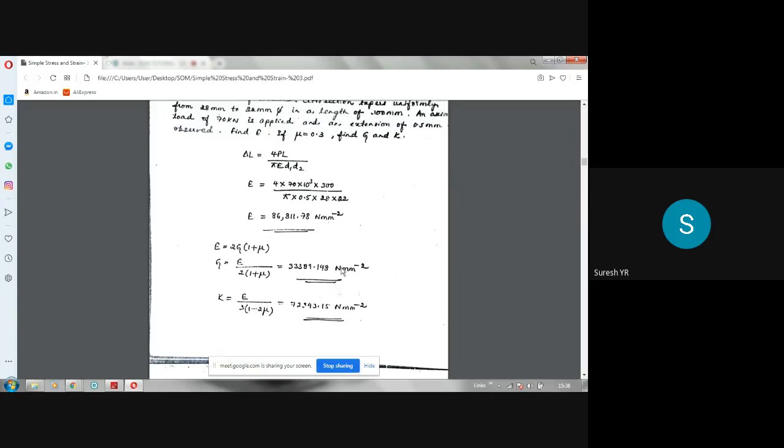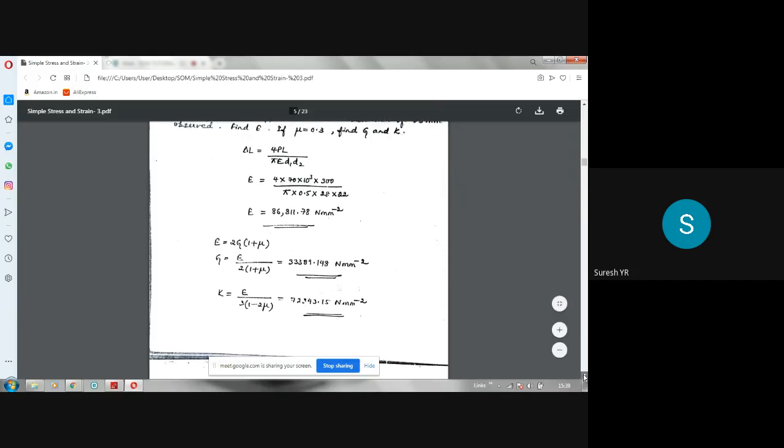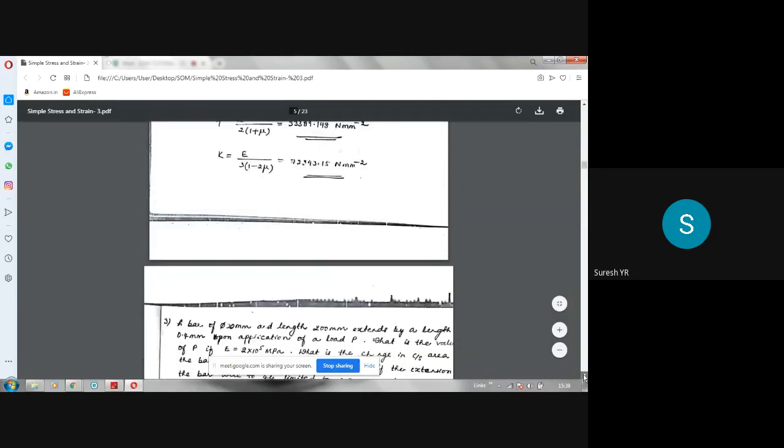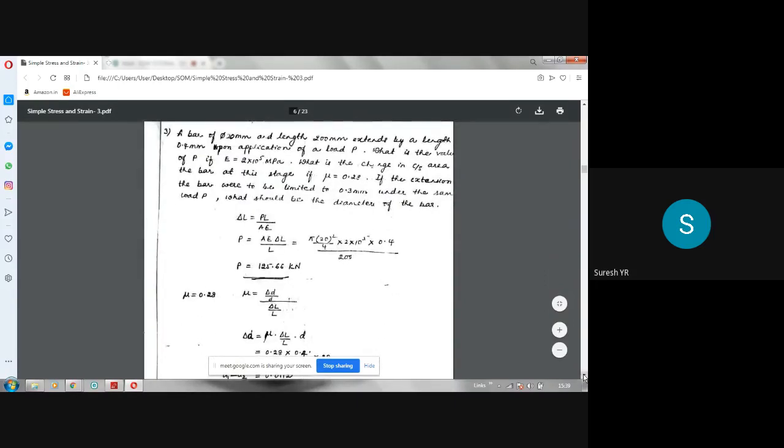Then for bulk modulus, use the other equation. We know that E is equal to 3K into (1 minus 2 mu), or K is equal to E divided by 3 into (1 minus 2 mu). Substitute for E and mu and simplify, you will get the value of bulk modulus K as this much. This is a simple problem only, but you should know the respective formula, which formula we have to use, and also the units are very, very important. So all the values, try to convert them into Newton and mm. Then you substitute in the formula.